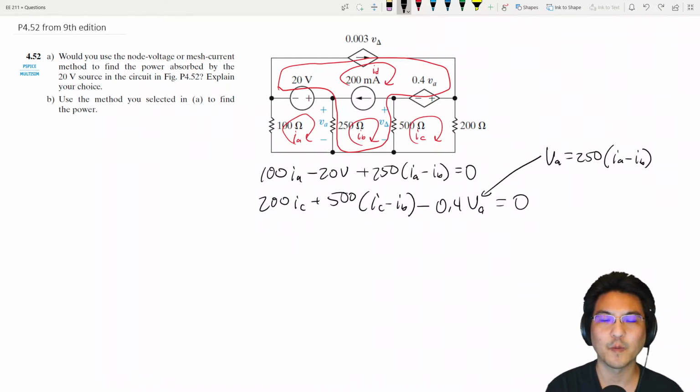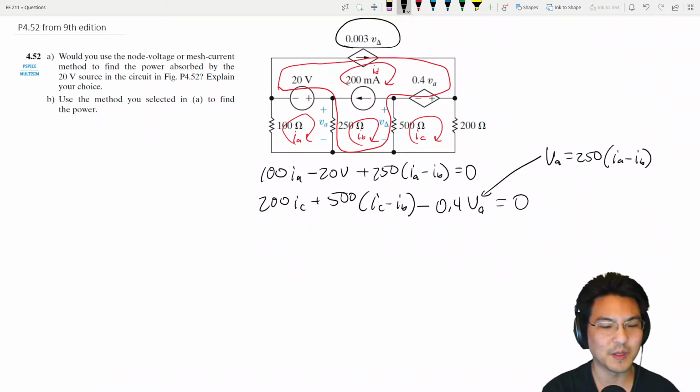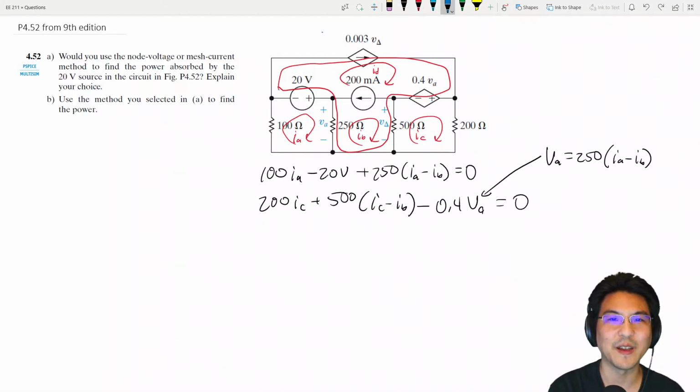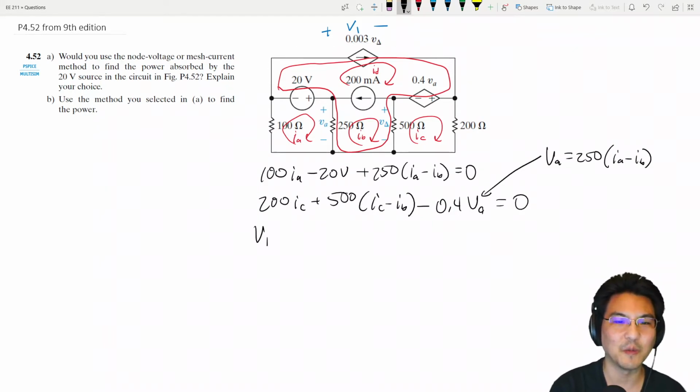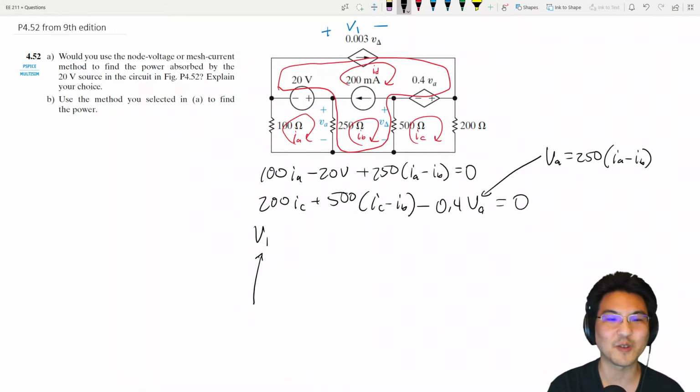Okay, and then for the super mesh, let's see. Already, I see an issue. So we're trying to write KVL. What's the voltage from here to here? We know the current is this, but the voltage is yet unknown. So we actually have to define some voltage. Let's see, I'll just call it V1. So some unknown voltage. So if we go clockwise, KVL, V1, we introduced this extra unknown.